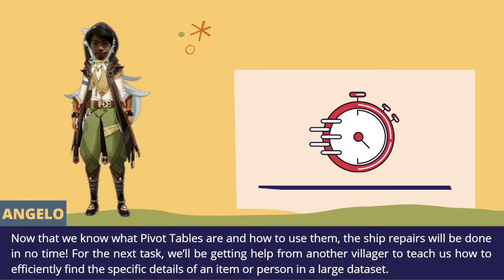Now that we know what pivot tables are and how to use them, the ship repairs will be done in no time. For the next task, we'll be getting help from another villager to teach us how to efficiently find the specific details of an item or person in a large dataset.